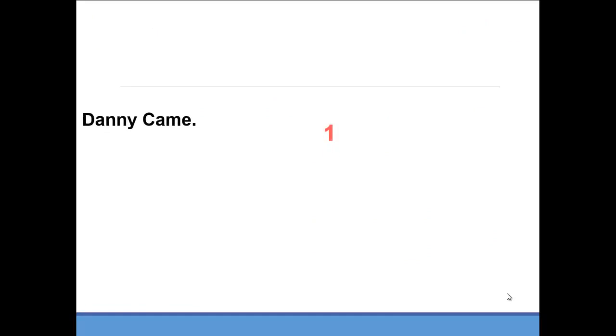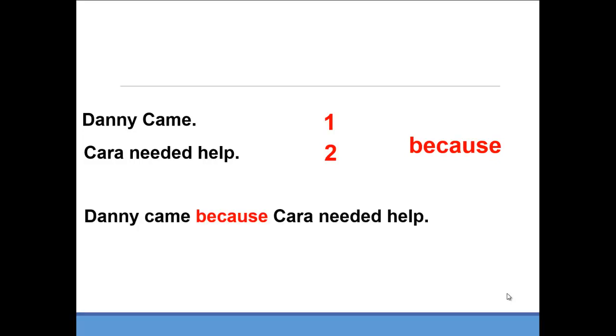Danny came, sentence number 1. Kara needed help, sentence number 2. Let's join the two parts using the conjunction because. First of all, let me remind you what is the type of this conjunction. It is a subordinating conjunction. Great. It's going to be: Danny came because Kara needed help.